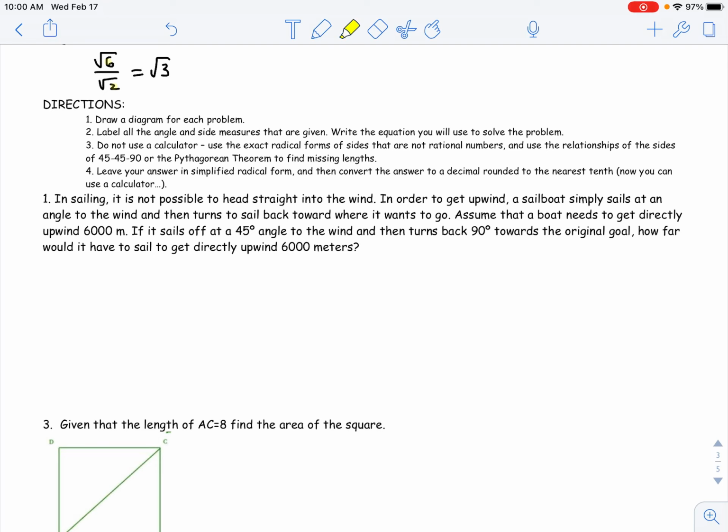All right, so in sailing, it is not possible to head straight into the wind. When you're sailing, you can't go straight into the wind because the wind would push you the other way. In order to get upwind, a sailboat simply sails at an angle to the wind, then turns back and sails towards where he wants to go. Assume that the boat needs to go directly upwind 600 meters. If it sails off at a 45-degree angle to the wind and then turns back 90 degrees towards the original goal, how far would he have to sail to get 600 meters?